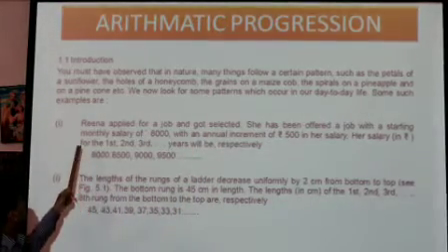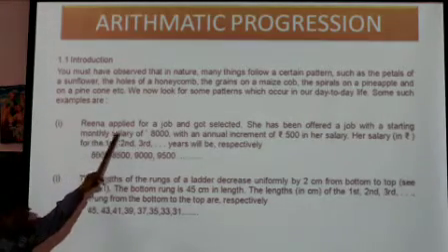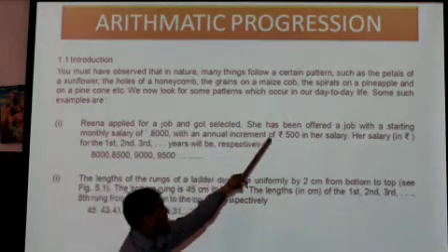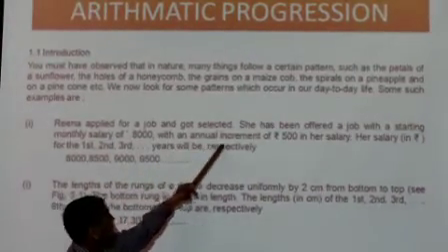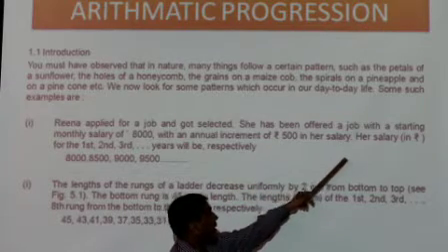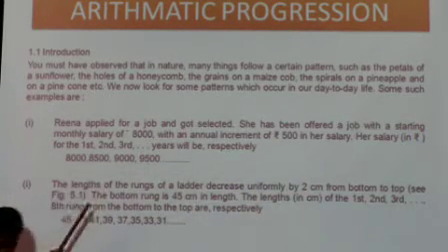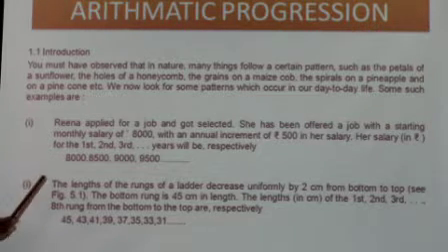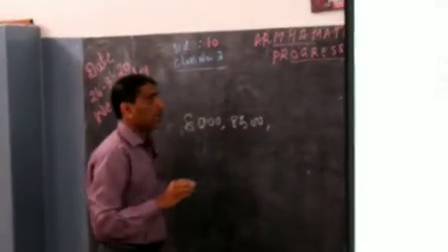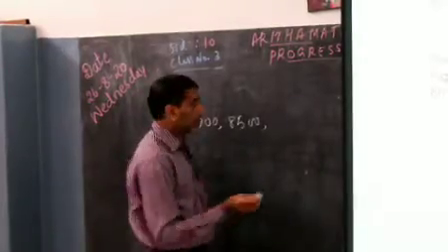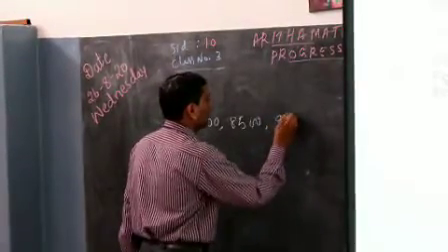Some such examples are: Reena applied for a job and got selected. She has been offered a job with a starting monthly salary of 8,000 rupees with an annual increment of 500 in her salary. If you write her salary in the form of arithmetic progression, in the first month after joining the job, she got 8,000 rupees. Then after 1 year, her increment is added, so 8,500 in the second year. In the third year, again a 500 rupees increment is given by the company, and the salary became 9,000 rupees.